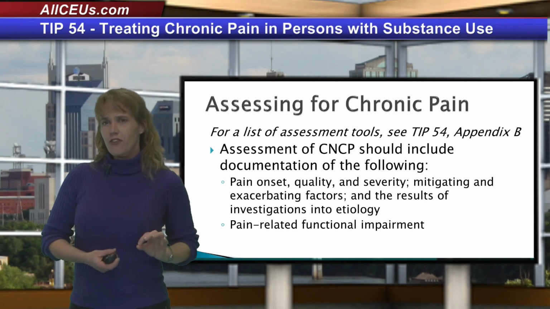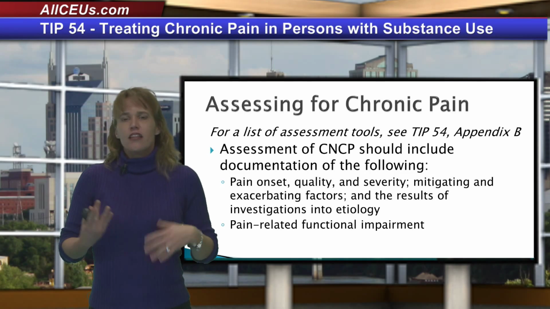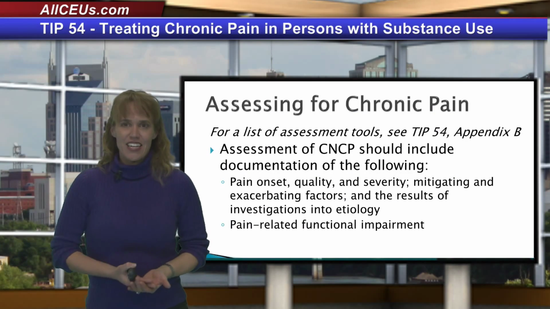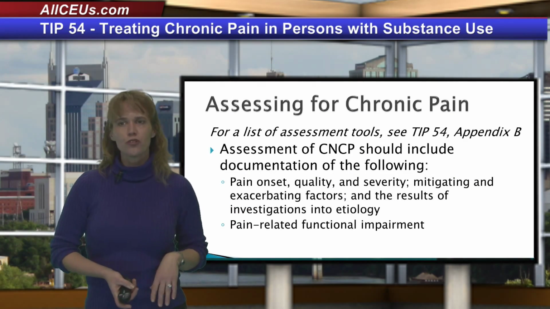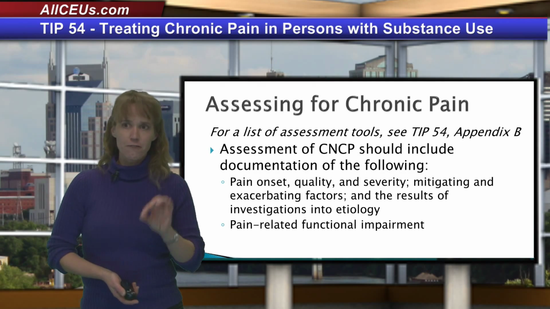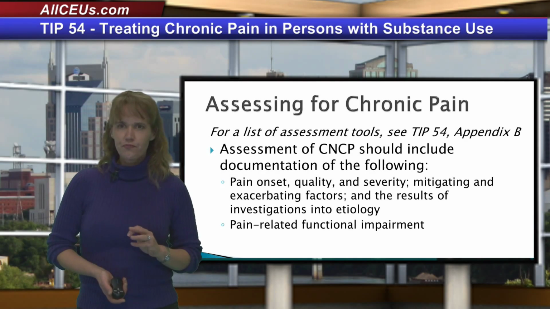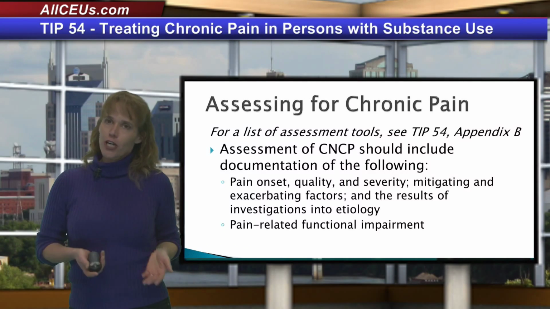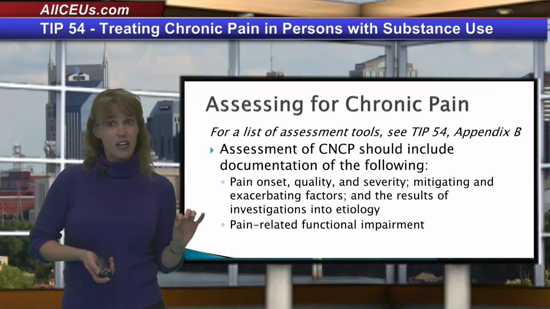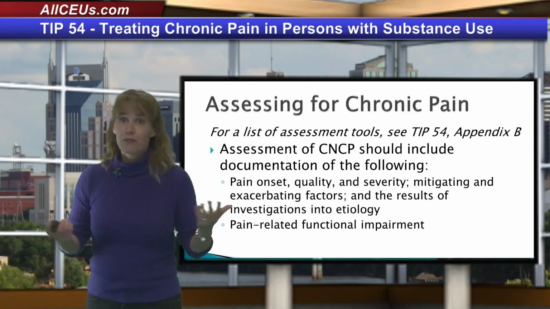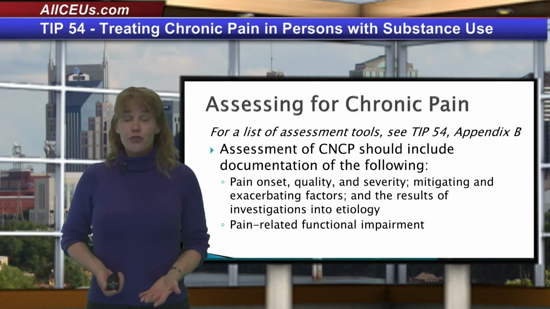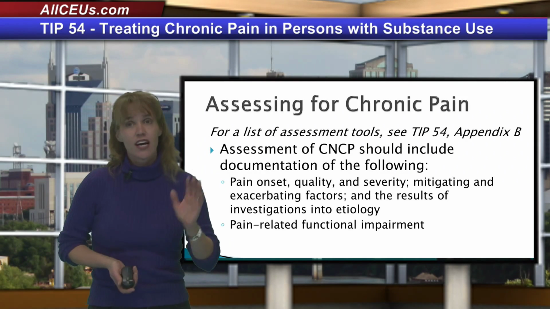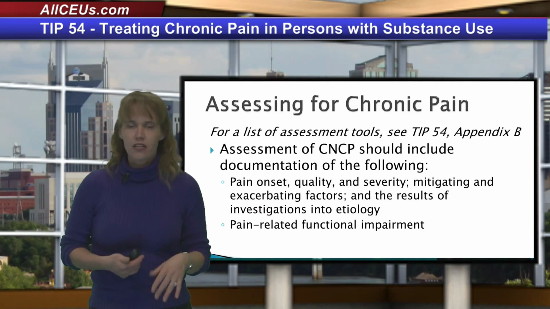So when you're assessing for chronic pain, there are certain things that you're going to ask. And for a list of assessment tools, you can go to TIP 54 in Appendix B. But some of the things we really want to ask, and if you're in a CARF-accredited facility, and I think even JCAHO, you will already probably have these in your assessment documentation. However, we're going to go through them.